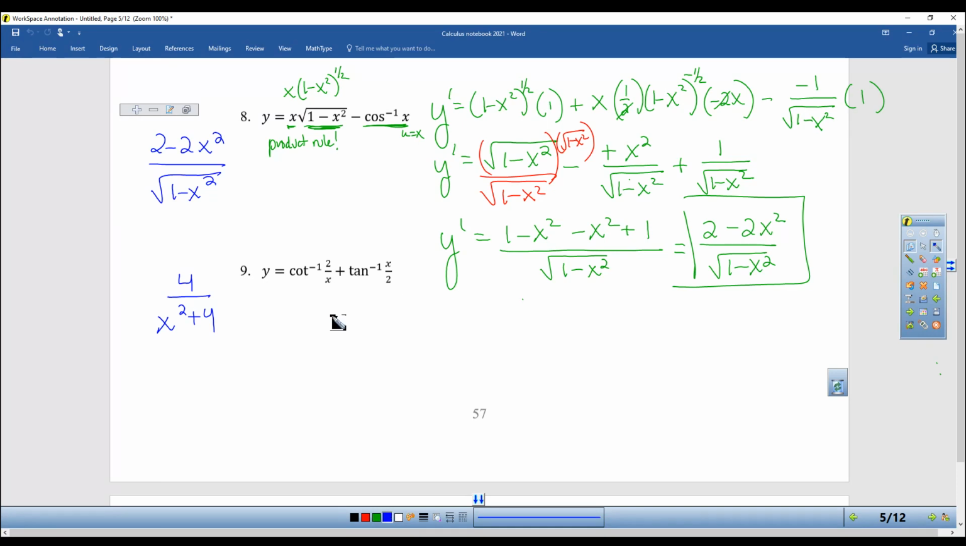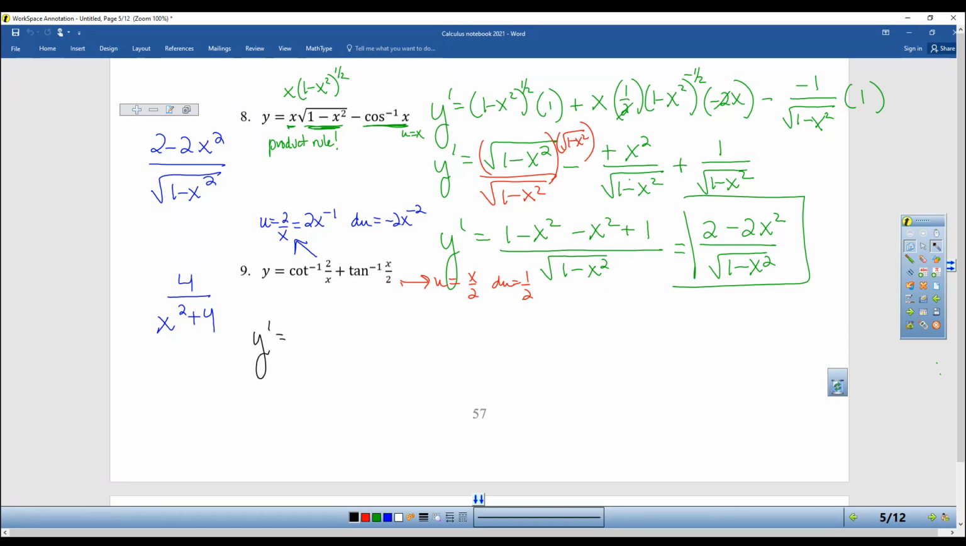So we have two different inverse trig functions happening at the same time. So on the first one, our u is 2 over x, which is the same as 2x to the negative 1. And so my du would be negative 2x to the negative 2. In this one, my u is x over 2, and so my du is just 1/2. So where that x is and where that 2 is definitely makes a difference.